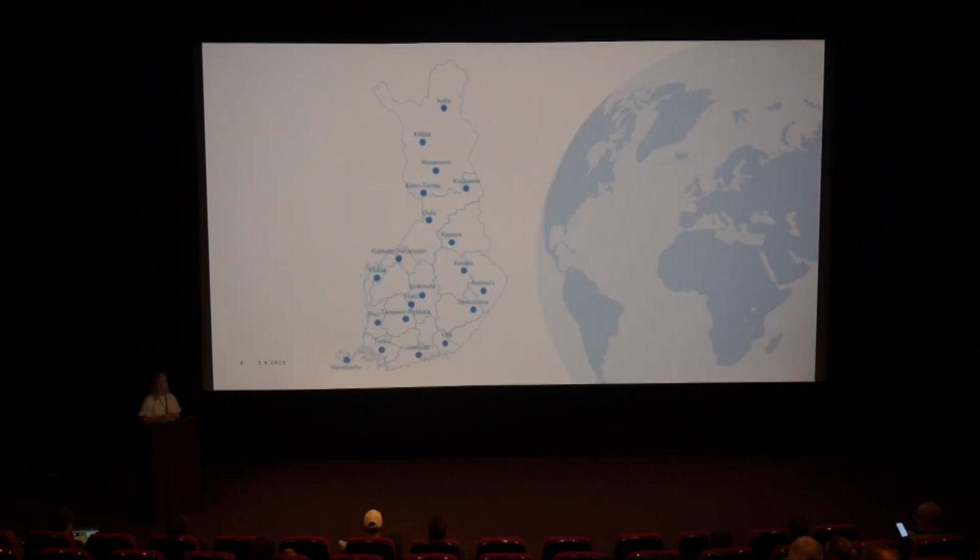Finavia has 20 airports, smaller and bigger ones. And my home office, Helsinki Airport, is the biggest one in Finland. From an IT and data management point of view, everything is centralized in Helsinki Airport. So all the other airports do the operational things, but we do the centralized data management.